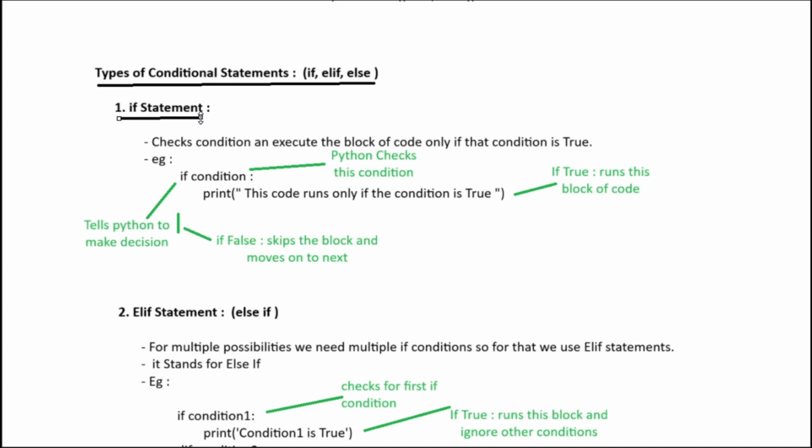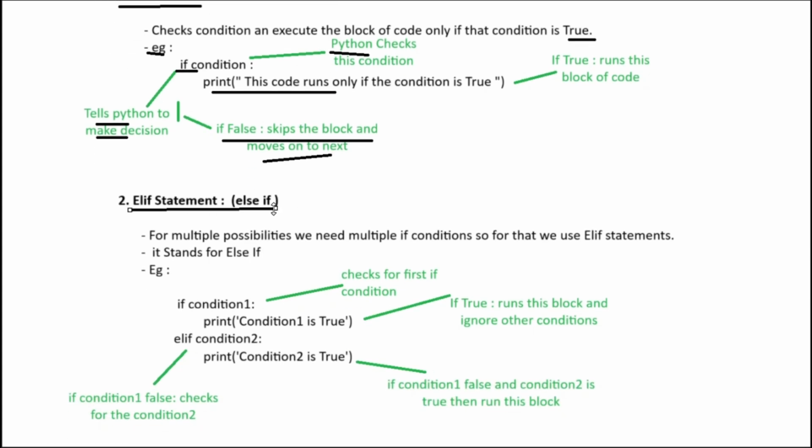If statement. The if statement checks a condition and executes a block of code only if that condition is true. We write it in VS Code like this: if condition, print, this code runs only if the condition is true. Here, the keyword if tells Python we are making a decision. The condition after if is what Python evaluates. If the condition is true, Python runs the code inside the block. If the condition is false, Python skips this block and moves on. Think of it like asking Python a question. If this is true, do this.